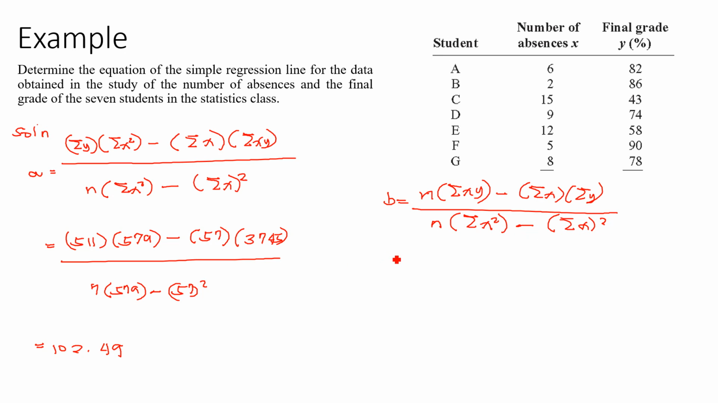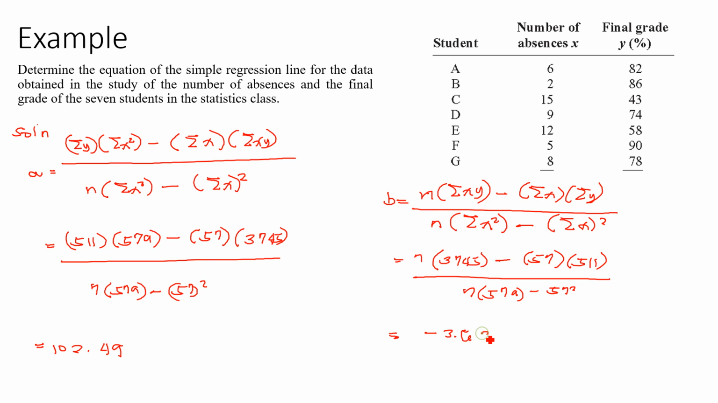So for our n is 7 times xy is 3,745. So 3,745 minus 57 times 511 all over 7 times 579 minus 57 squared. So that is equal to negative 3.62. So how are we going to do that using Excel without having a very tedious manual computation?